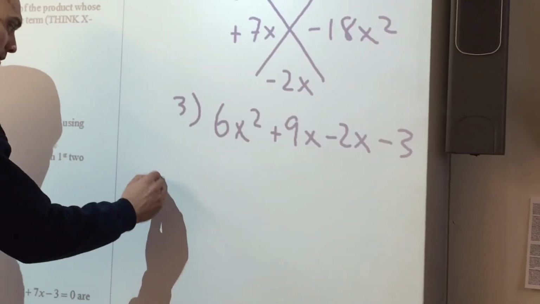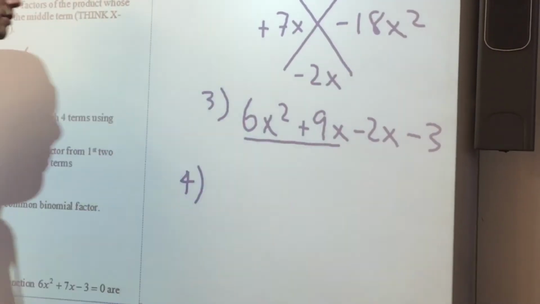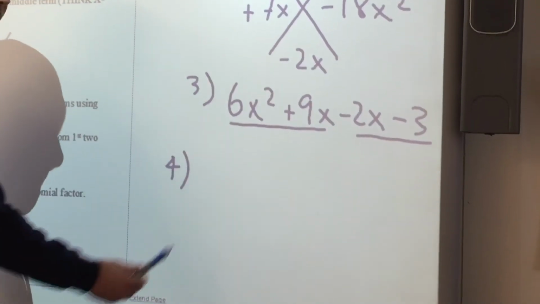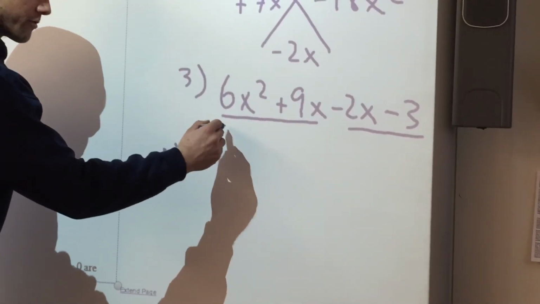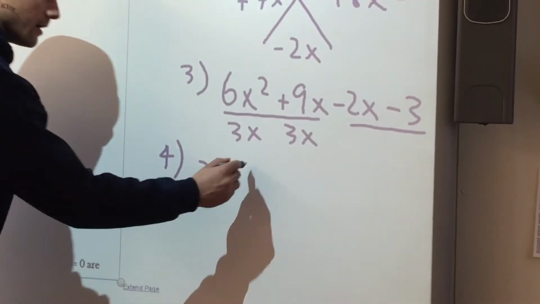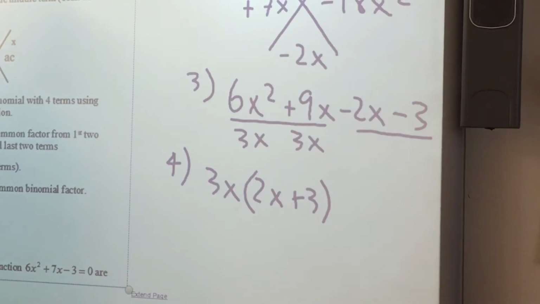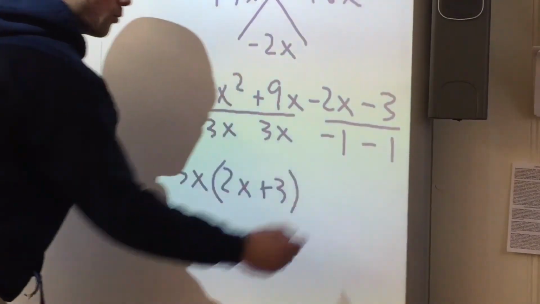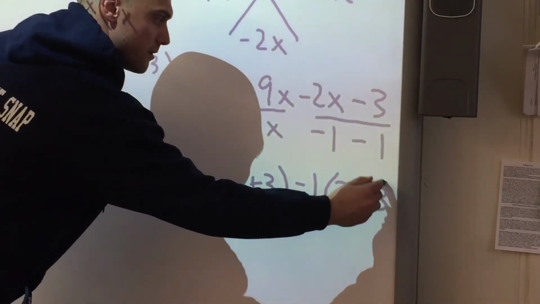The fourth step, we're now going to do the greatest common factor from the first 2 terms and the greatest common factor from the second 2 terms. So we're doing factor by grouping. So from 6x squared plus 9x, I can divide them both by 3x. So the 3x is in front. I divide, I'm left with 2x plus 3. From the second pair of terms, we're going to take out a negative 1. So minus 1, and then I'm left with 2x plus 3.